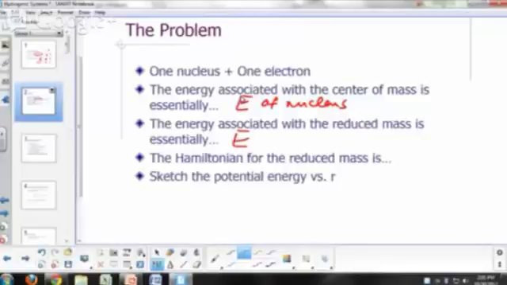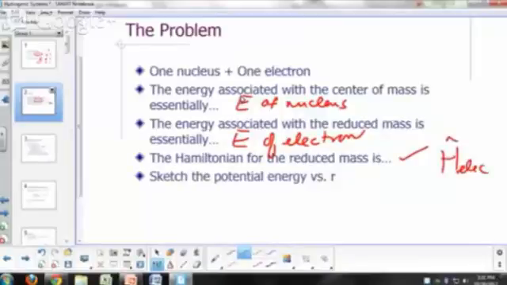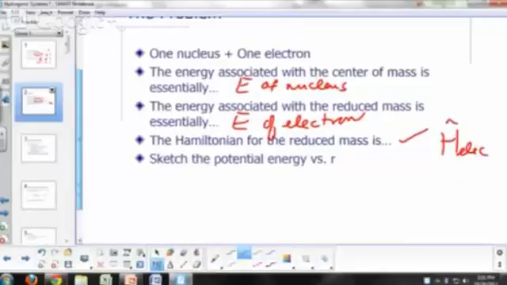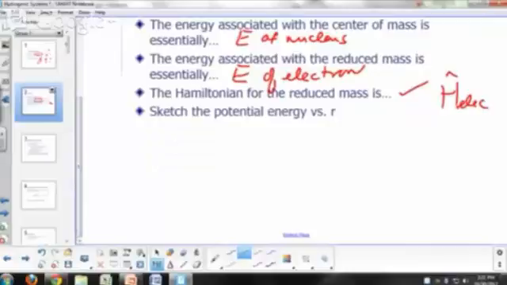So this is the electronic energy. And the Hamiltonian for the reduced mass is basically the Hamiltonian that will only depend on the electronic coordinates. Okay? And what would our potential energy look like? What's the potential energy of interaction between a proton and an electron? Depends on the distance. Coulomb's law, right?